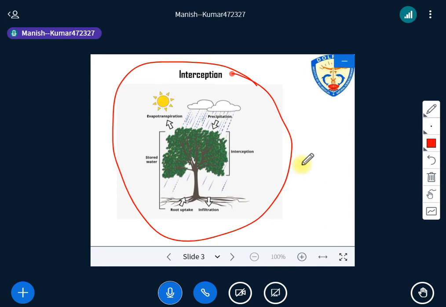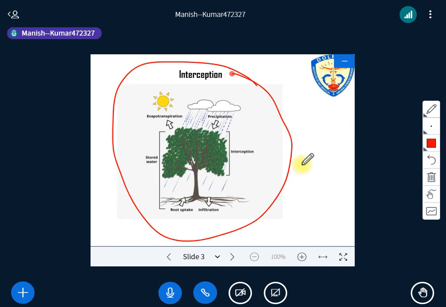It is going to modify the intensity. Intensity meaning how strongly, the amount, the speed of precipitation, and the distribution of precipitation when it has to fall. So this is the basic purpose of vegetation. Again I am repeating, vegetation modifies the intensity and distribution of precipitation, right?